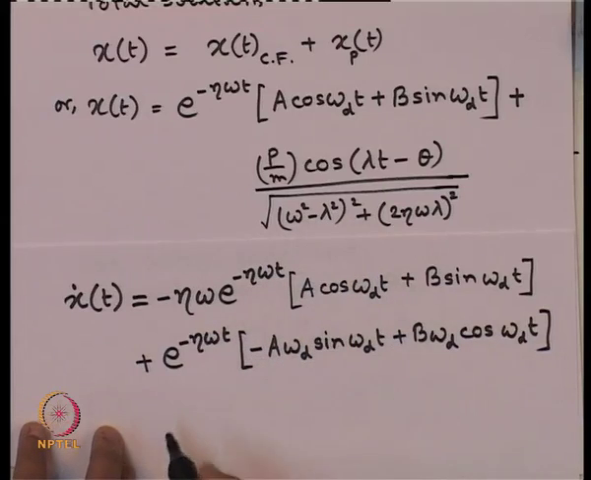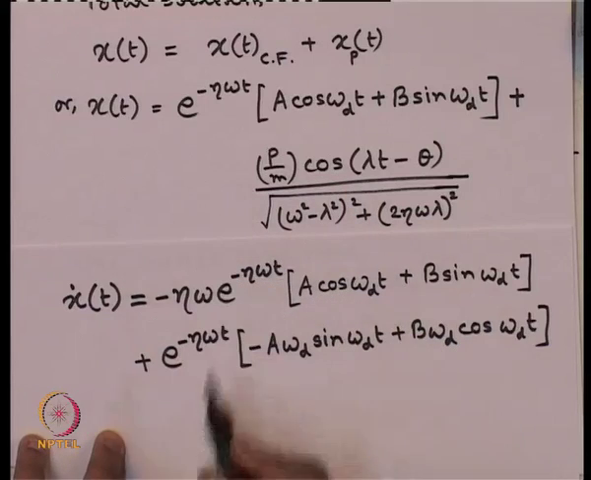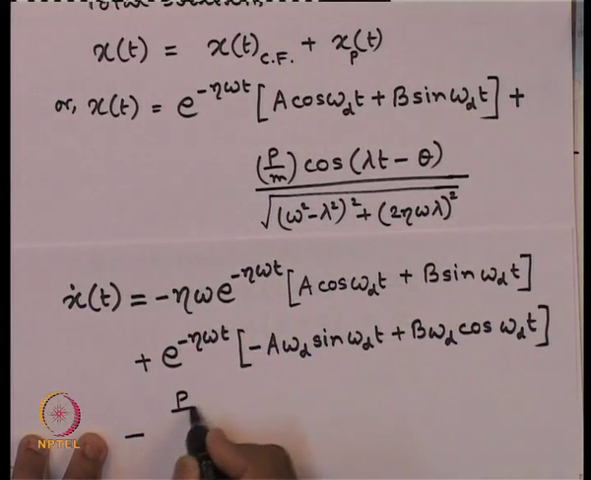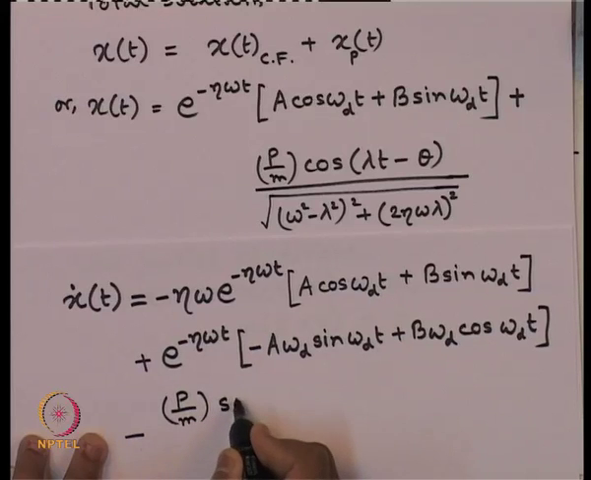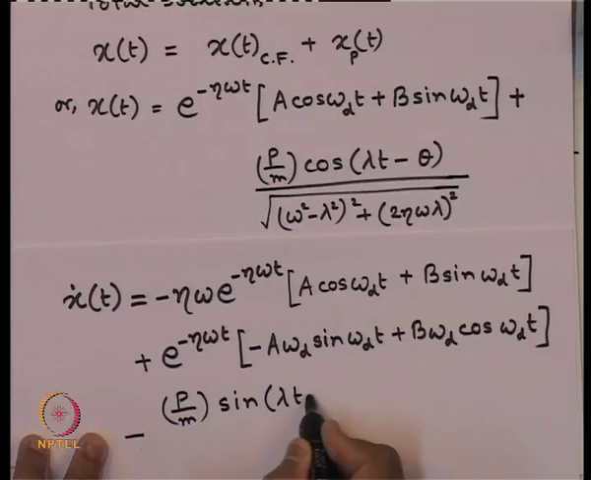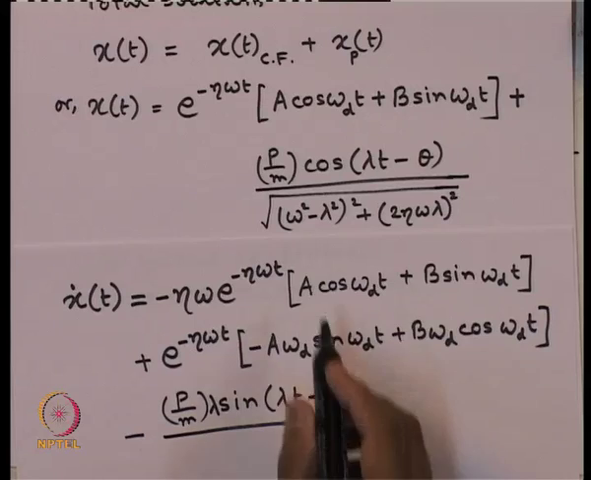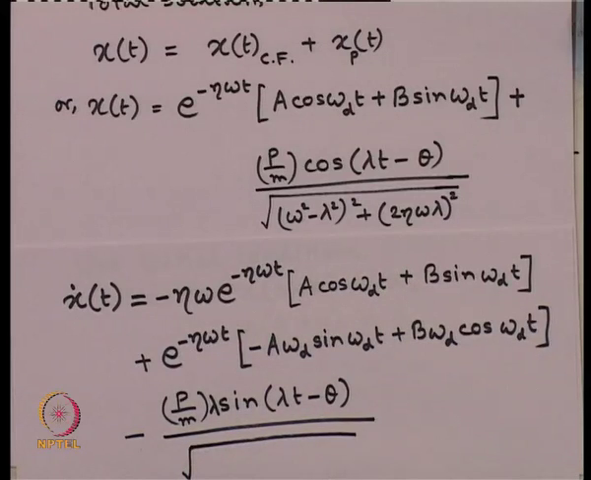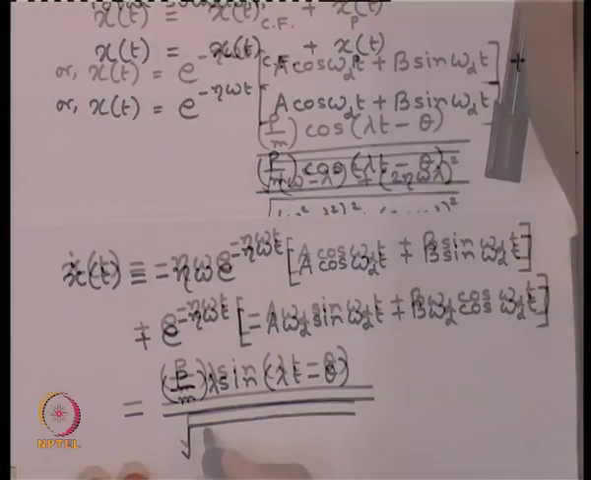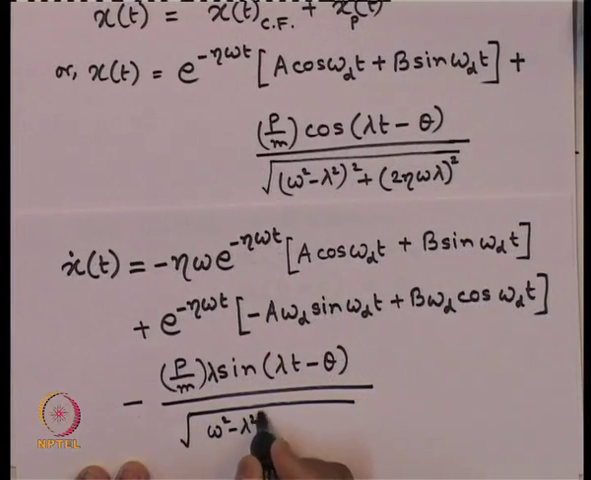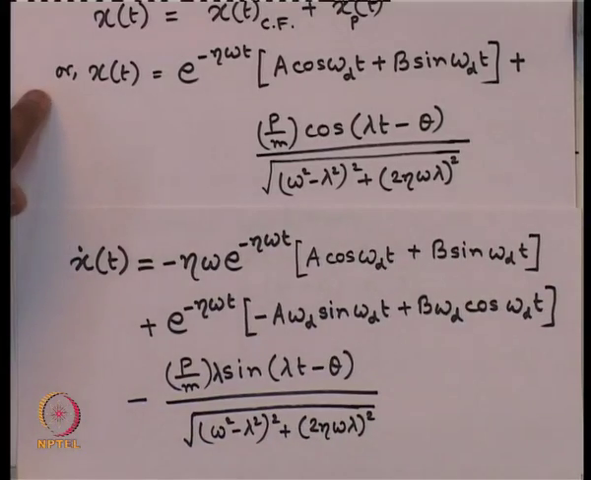Cosine will become sine. So, minus p by m sine of lambda t minus theta. With respect to t, there is a coefficient lambda, so I am bringing that lambda here, and the denominator is independent of t. So, we can write the denominator as root over omega square minus lambda square whole square plus 2 eta omega lambda whole square. So, that is the expression for velocity, and this is the expression for the displacement, the complete solution.